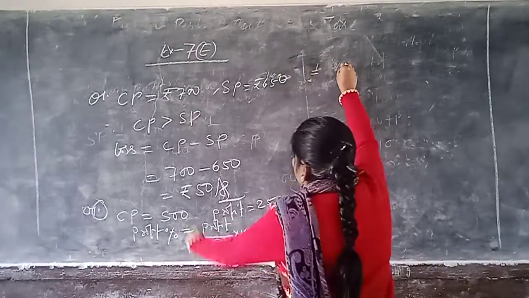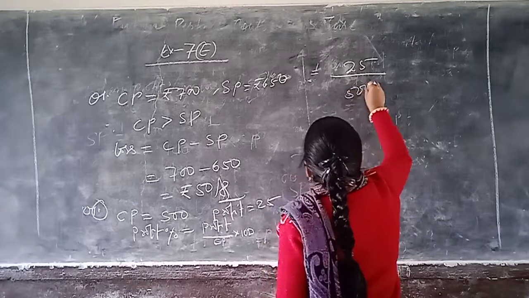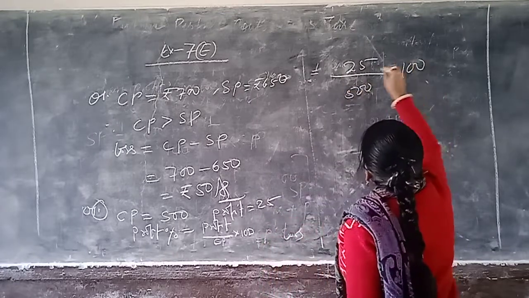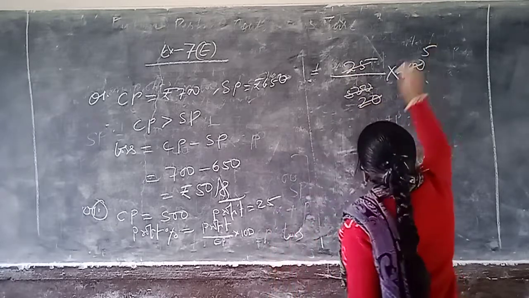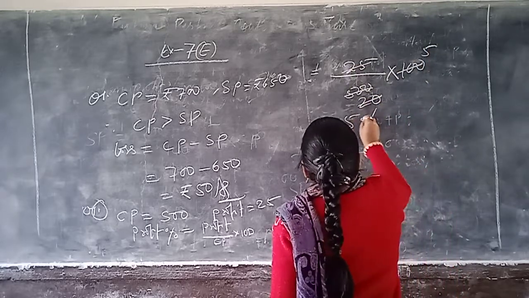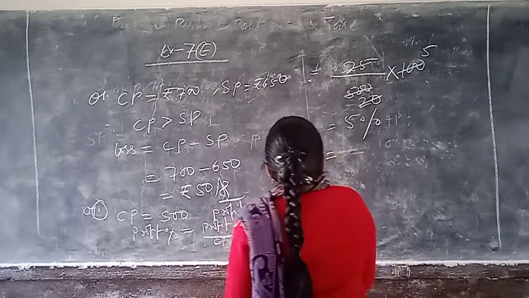So now profit is equal to 25, and cost price is equal to 500. Profit percent is profit by cost price into 100. So what is the profit percent? 5%.